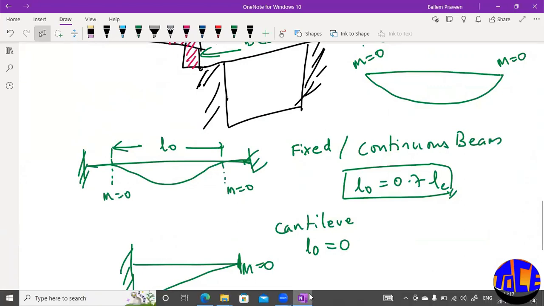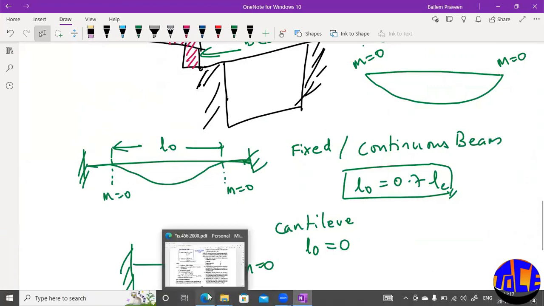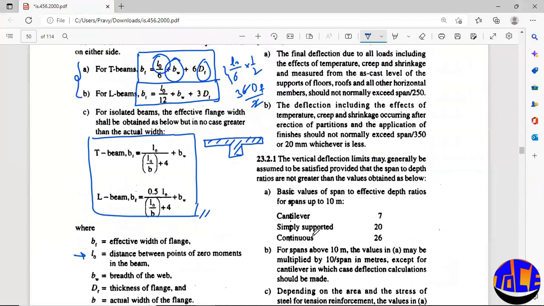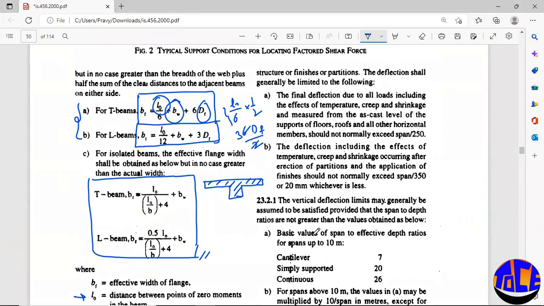So this is how we can find the effective width of the flange. In the exams, they may ask you to find the effective width of a T-beam or L-beam also, so try to remember these values.